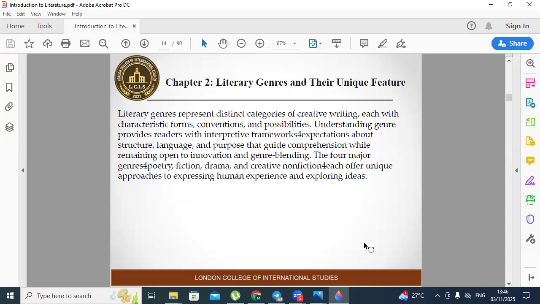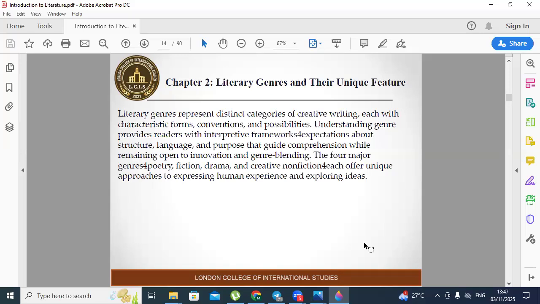Literary genres represent distinct categories of creative writing, each with characteristic forms, conventions, and possibilities. Understanding genres provides readers with interpretive frameworks, expectations about structure, language, and purpose that guide comprehension while reading, and keeps reading open to innovation and genre blending.